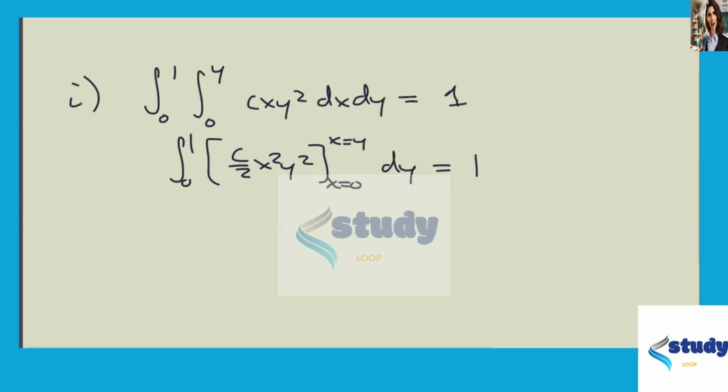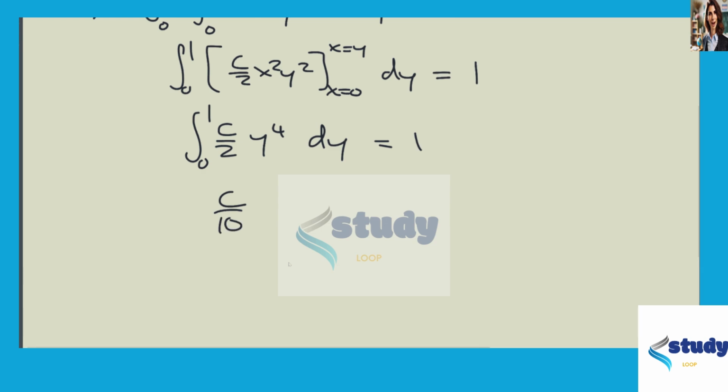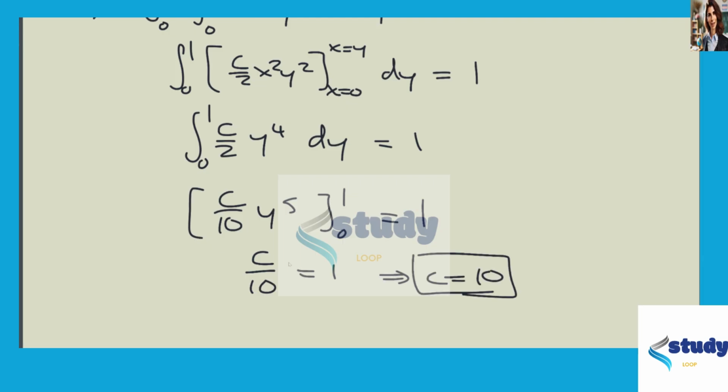So now let's integrate this. Let's evaluate this. When x is y, we just get y squared. When x is 0, we get nothing. So we get c over 2 y to the 4 between 0 and 1, which has to be equal to 1. So that gives us c over 10 y to the 5 evaluated between 0 and 1 equals 1. But this is just c over 10 equals 1. So c is equal to 10.